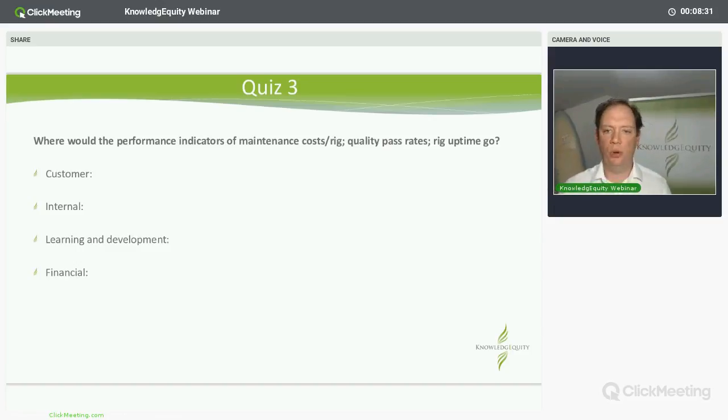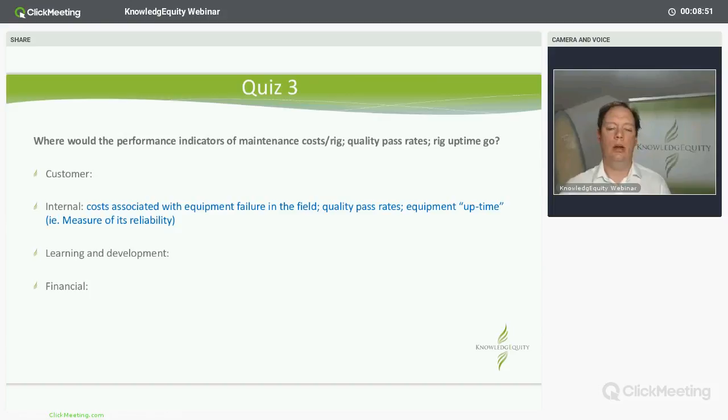Okay, this one. Where would the performance indicators of maintenance costs per rig, quality pass rates, rig uptime go? Nice and straightforward. Is it about their customers? Is it about financial? Is it about internal? Is it about learning and development? It's definitely most likely going to be an internal related performance measure. Costs associated with equipment failure in the field, quality pass rates, things like uptime, a measure of reliability.